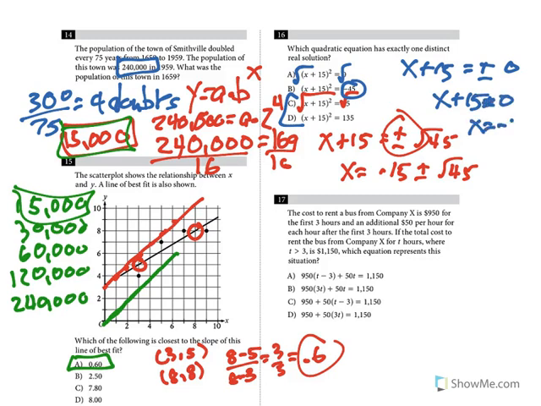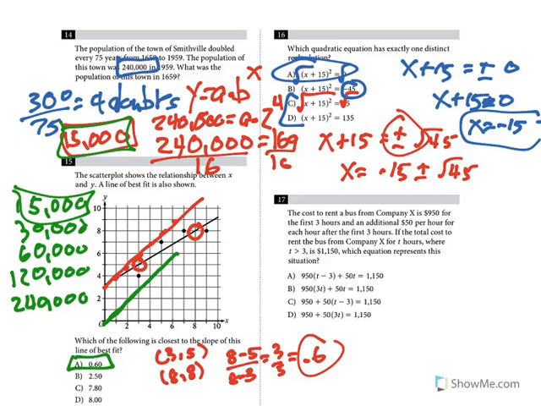Sorry, that's an equal sign. Because look, if I substitute a negative 15, I'm going to get 0. That's the only value that's going to give me 0. So the only one that's going to have one real solution is A. B will have no real solutions. C and D will have two real solutions.